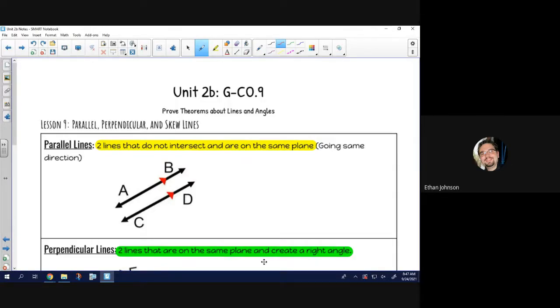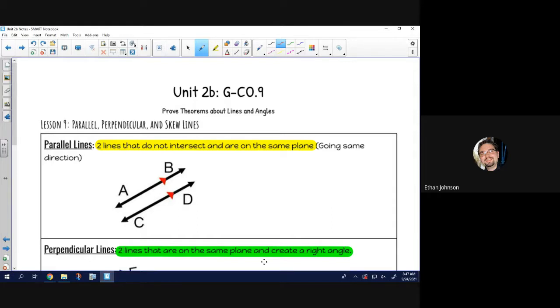Today we're going to be looking at Unit 2, Lesson 9, or the second half of Unit 2. Now the second half is all going to be dealing with this idea of parallel lines and something called a transversal, which we'll get to what a transversal is in a moment.